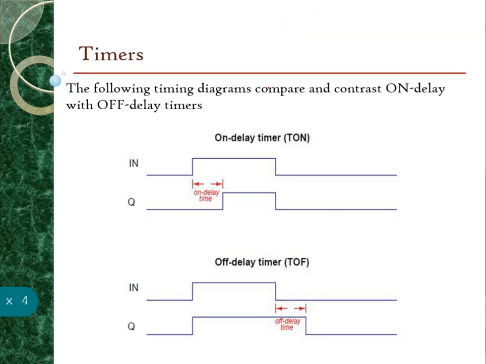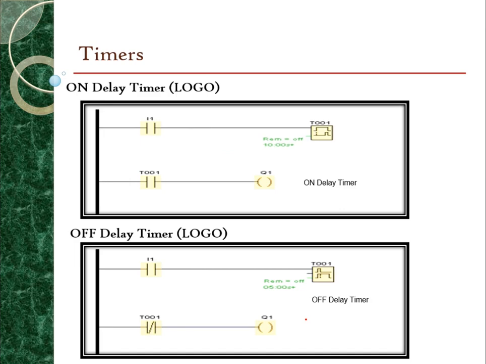This diagram summarizes the difference between the on delay timer and the off delay timer. In the on delay timer, the output will not be turned on until the delay time has been completed. While in the off delay timer, the output will be turned off when the off delay time is finished. The timer starts when the input trigger is off, and then it will start counting, and when it has done, the output will be turned off. So you can see the difference between the on delay timer and the off delay timer in this summarized timing diagram.